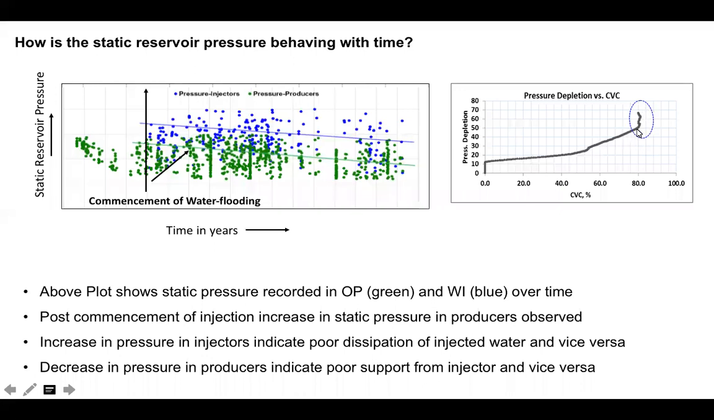So if you plot a similar graph for your field and you see this is what is happening, then definitely you should be alerted, and you should definitely intervene and find a solution for this problem.